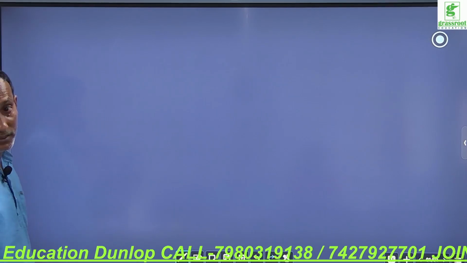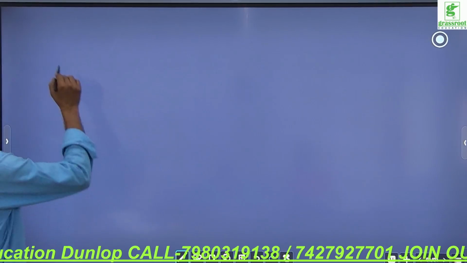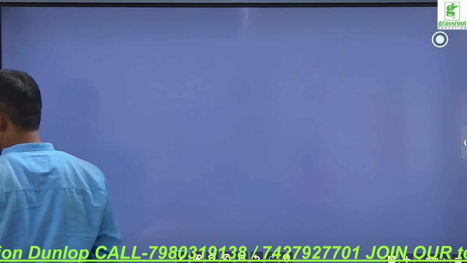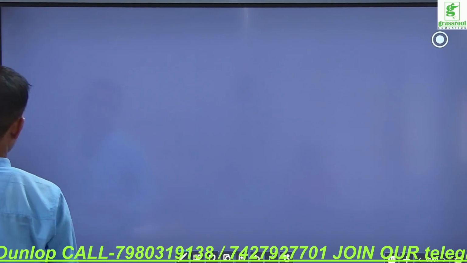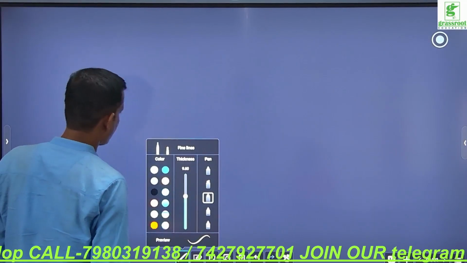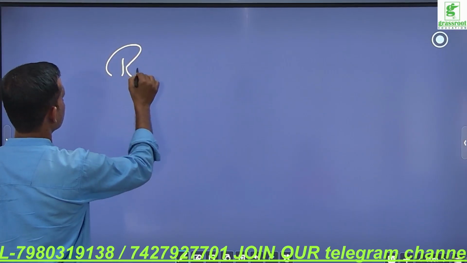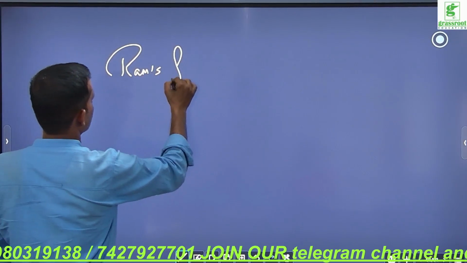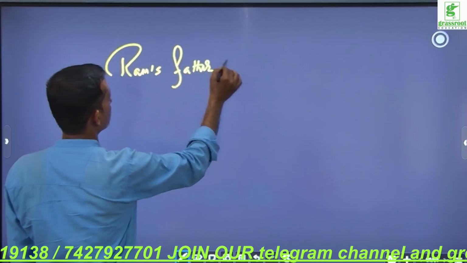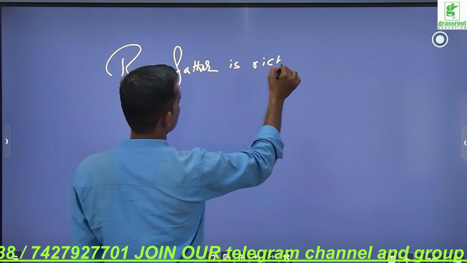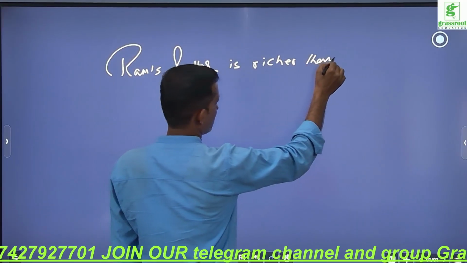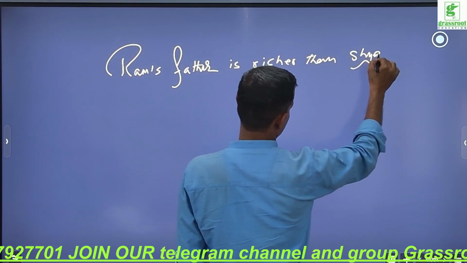Next. Number 4. Ram's father is richer than Sam.